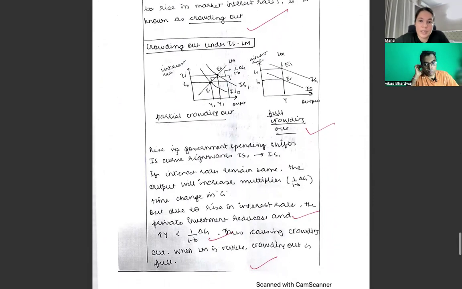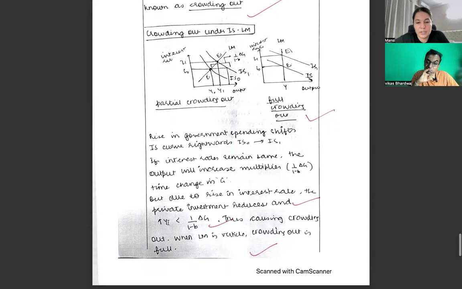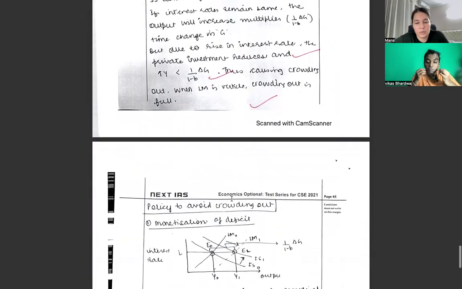A rise in government spending shifts the IS curve rightwards. If the interest rate remains the same, output will increase by a multiple of the government expenditure multiplier. But due to the rise in the interest rate, private investment reduces, and the increase in output is less than the increase by the multiplier size. Thus it causes crowding out. When the LM is vertical, crowding out is full.